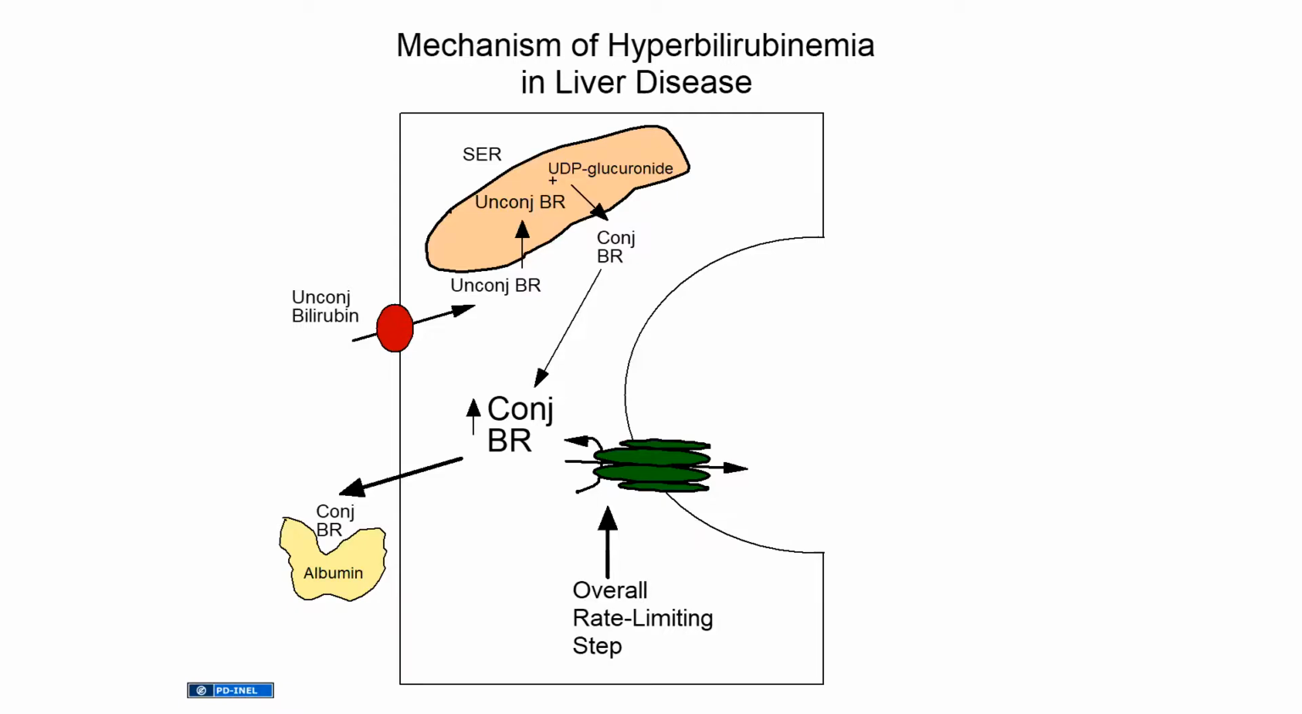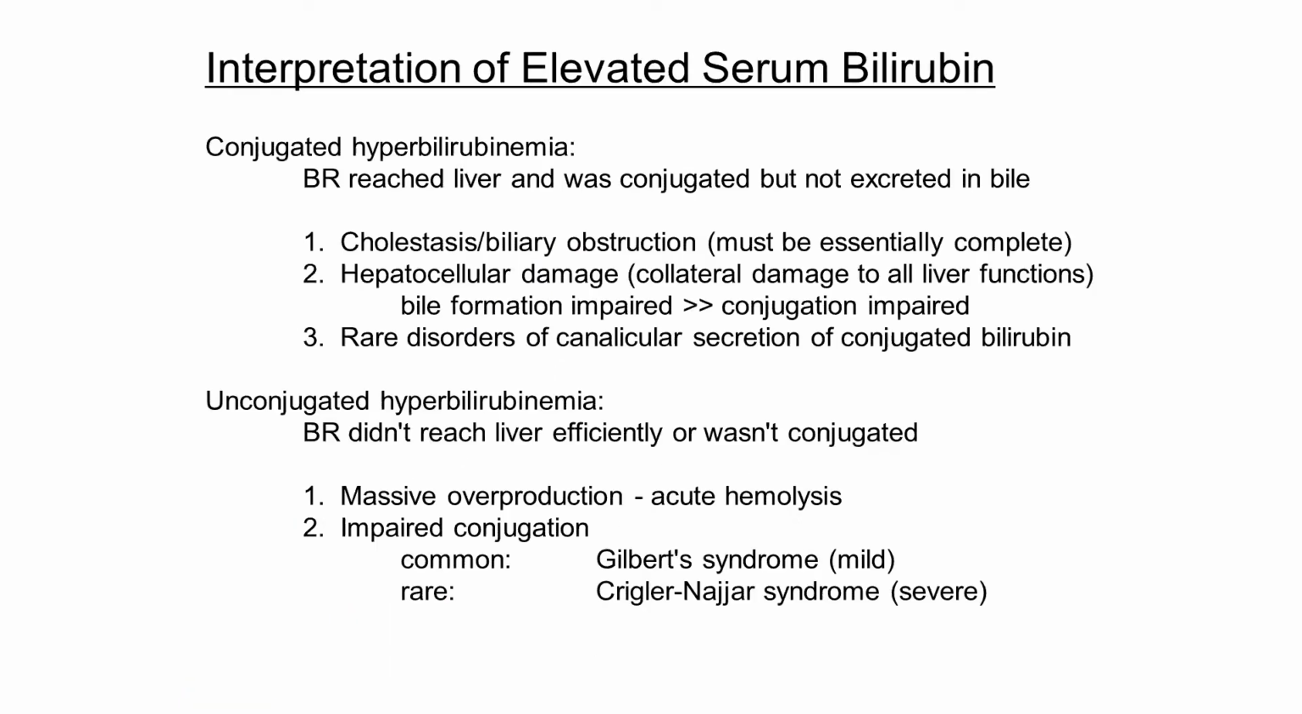So for the mechanisms of hyperbilirubinemia in liver disease, the overall rate limiting step can be found in the transport of your conjugated bilirubin into the biliary tree. And remember, when conjugated bilirubin is elevated as a result of problems in transport or excretion to the biliary tree, it will leak out into the circulation, bind with albumin, and be circulated into the systemic circulation.